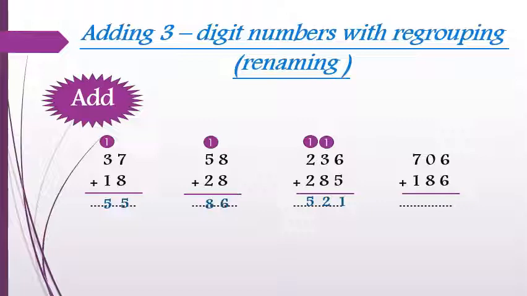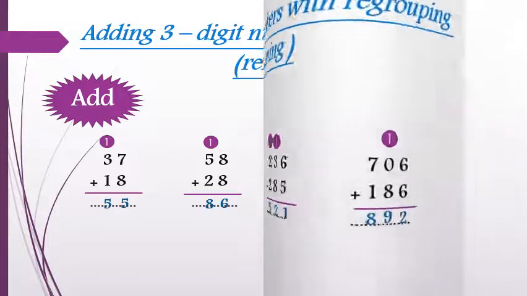706 plus 186. Start with ones. 6 plus 6, it's a double, and it equals 12. Then I will write 2 as a ones place and carry up 1 over tens. Then add the tens. 1 plus 0 equals 1, plus 8 equals 9. Then add the hundreds. 7 plus 1 equals 8. So the result will be 892.